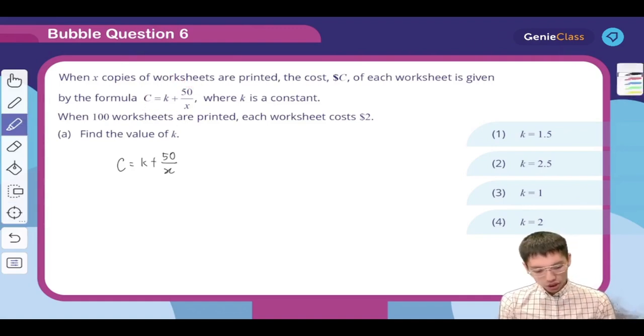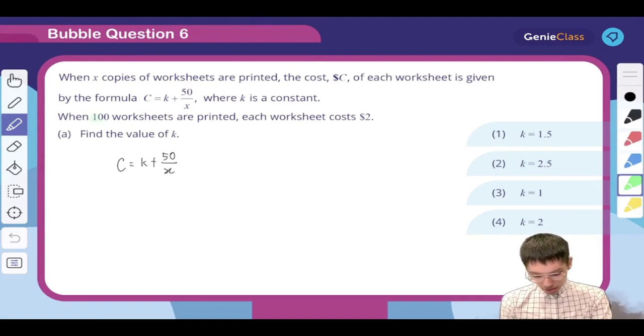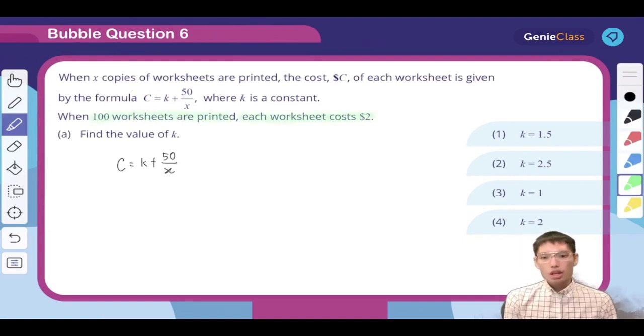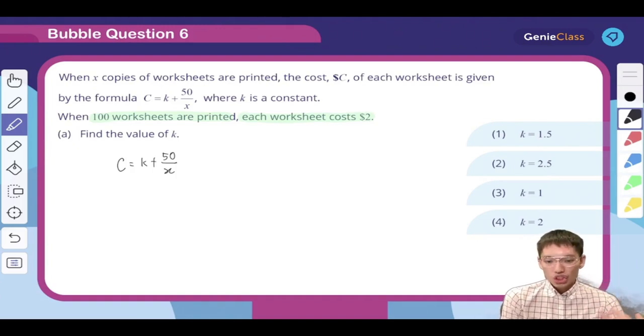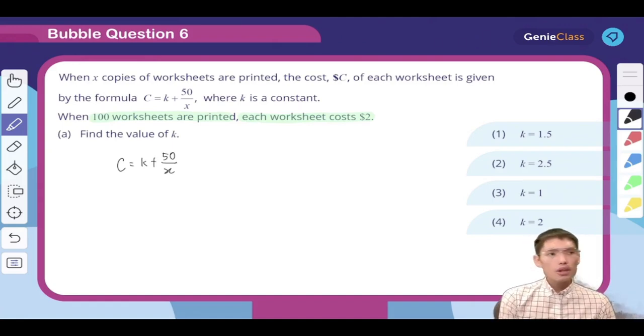But what is the information that's important? You should see 100 worksheets are printed. Each worksheet costs $2. So can you tell me, based on the information over here, which alphabet equals which number? For this one, I want you to write it out and tell me which alphabet equals which number. I'll give you about 2 minutes to try, and I want to see your responses. So feel free to take your time and write it out.